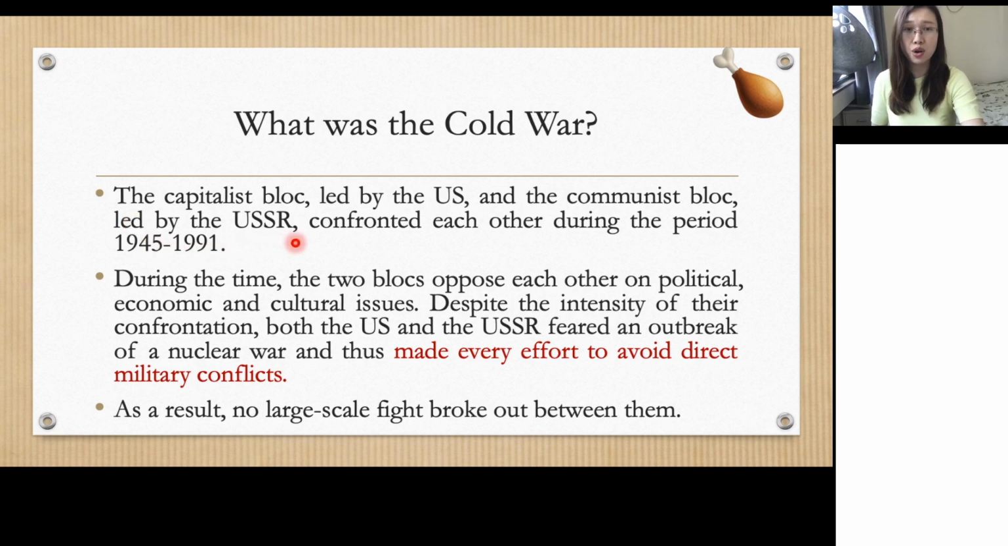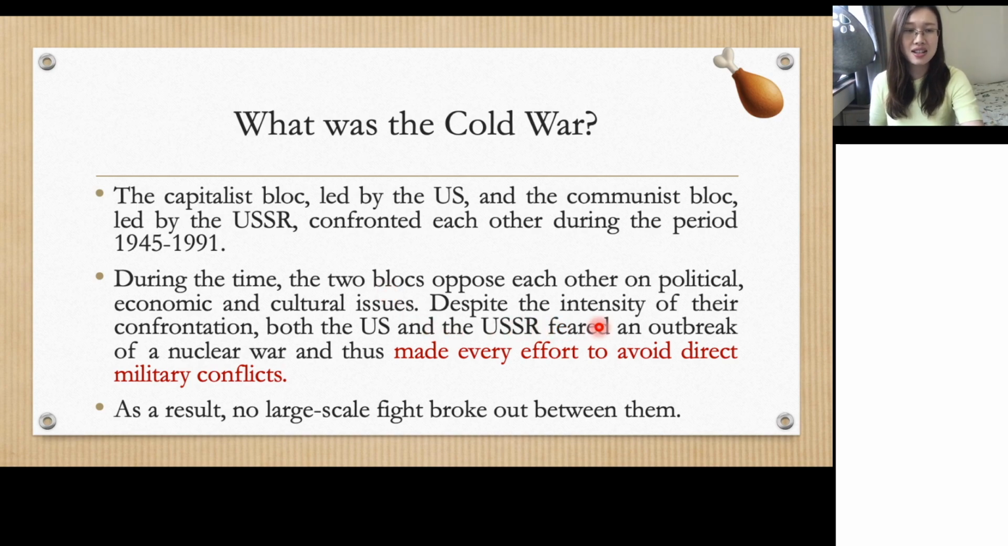So there were two blocs in the Cold War. You have to know this, and their leaders were the US for the capitalist bloc and the USSR for the communist bloc. So during the time, the two blocs opposed each other on political, economic, and cultural issues. That means except for a direct military conflict, all other means, right?